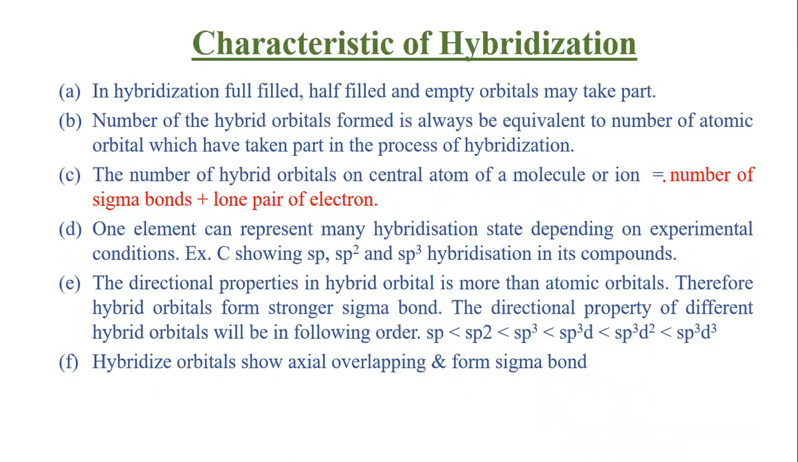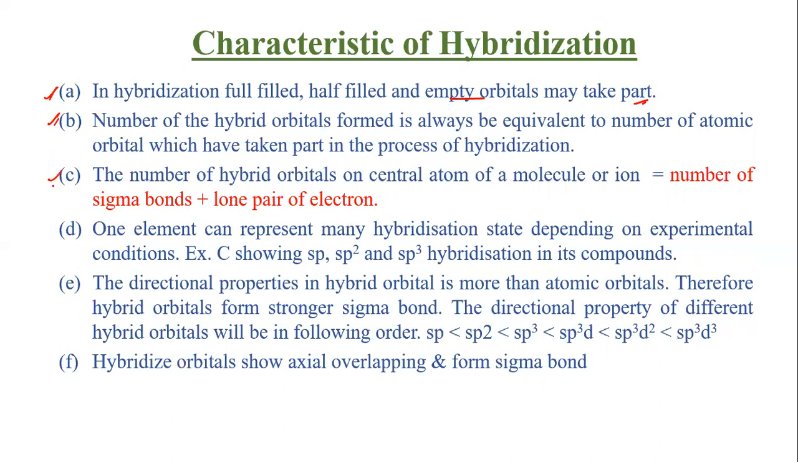Now, what are the characteristics of hybridization? The first characteristic: fully filled atomic orbitals, half-filled atomic orbitals, and empty orbitals, all of them may take part in that particular hybridization. The total number of hybrid orbitals formed is always equivalent to the sum of the atomic orbitals which take part in the process of hybridization. So whatever the number of atomic orbitals, the same number of hybridized orbitals are going to be formed after the hybridization.